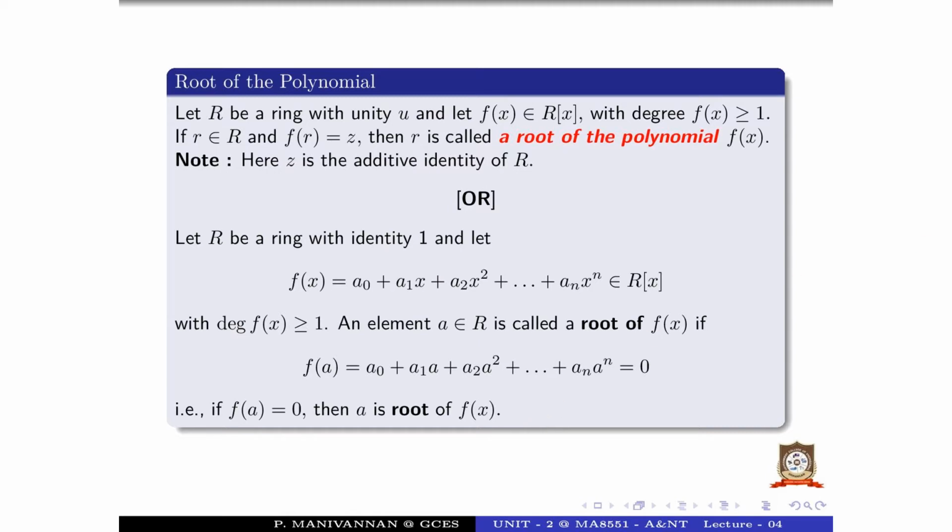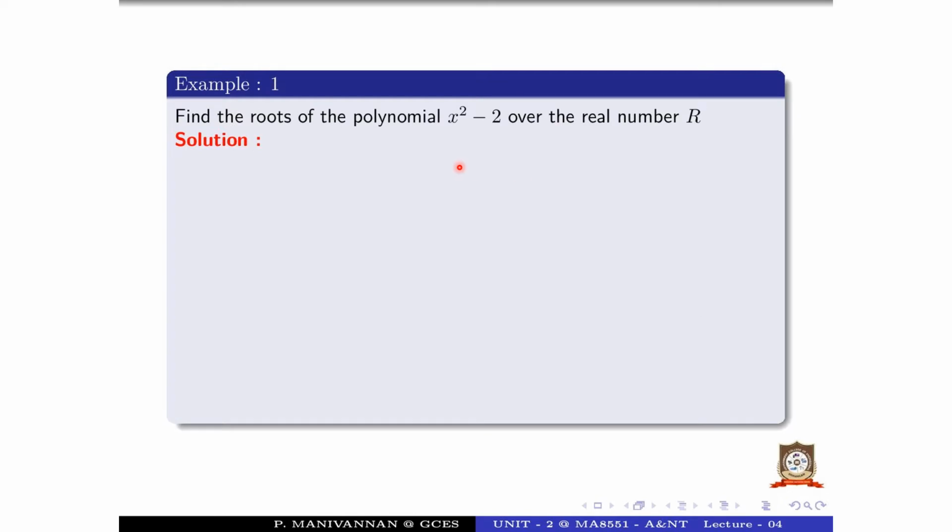Then we move to the examples. First example, find the root of the polynomial x squared minus 2 over the real numbers R. Here the ring is R, so its roots must lie in the ring R, the real numbers. Now f of x equals x squared minus 2 belongs to R of x. So x squared minus 2 equals 0, which implies x squared equals 2. So x equals plus or minus root 2.